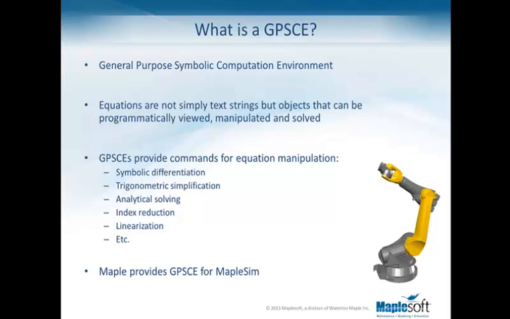And a GPSCE, or a general purpose symbolic computation environment, is an environment where we can do symbolic differentiation, for example. And that environment for us is Maple, which provides the underlying technology for the MapleSim modeling and simulation environment. Trigonometric simplification, especially in the field of robotics, we will deal with a lot of trigonometric expressions, and being able to simplify them is quite an advantage, and Maple will provide that.